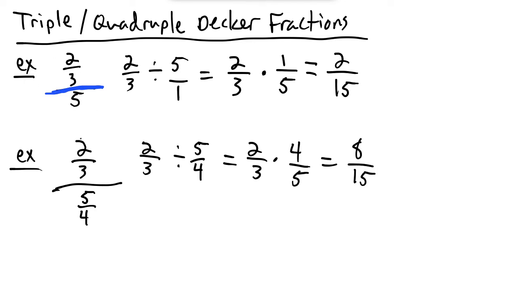The real trick here is remembering how to get from triple or quadruple decker fractions to making it a fraction divided by another fraction. Remember, this is the same thing as a quadruple decker, if that helps you, or this is just a fraction divided by a number. This is just a fraction divided by a fraction. And then we know how to divide fractions.